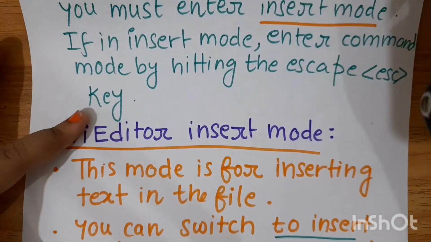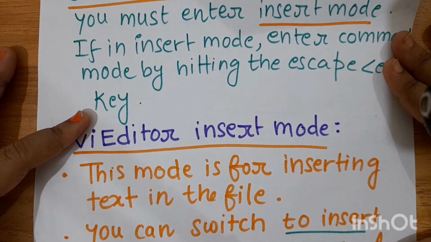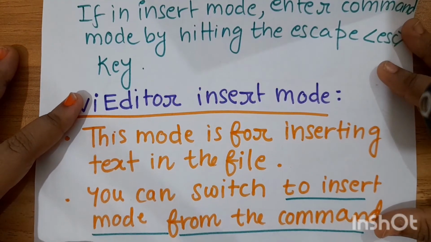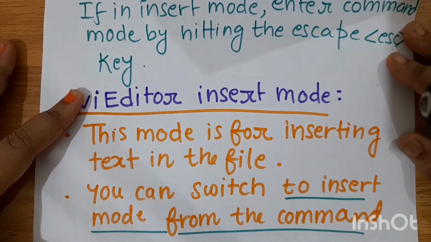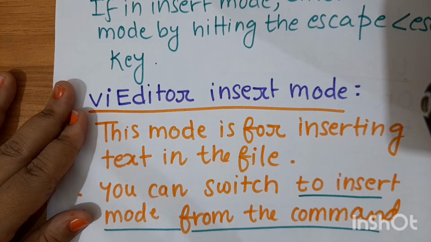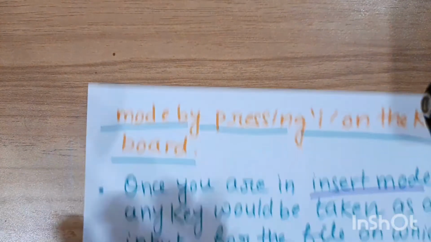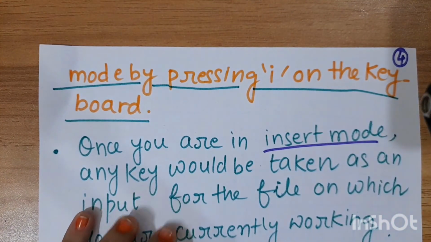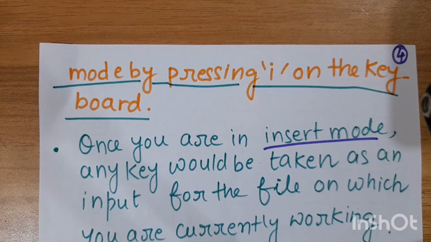Now what is the VI editor insert mode? This mode is for inserting text in the file. We will enter the text in the file in this mode. You can switch to the insert mode from the command mode by pressing the i button. You have to press i from the keyboard, then you can move into the insert mode. Once you are in insert mode, every key would be taken as an input for the file on which you are currently working.